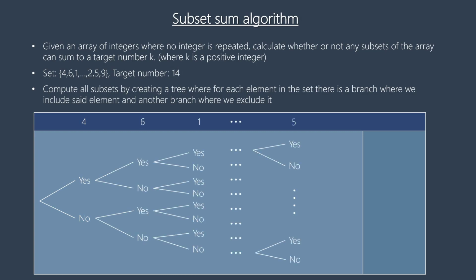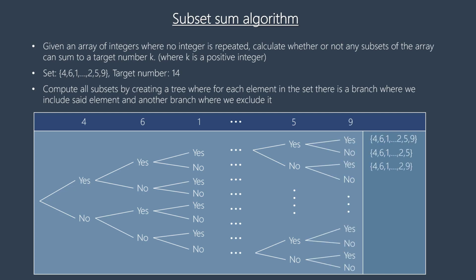By taking all the top branches, we include absolutely every element in our set, and by taking all the bottom branches from our first element, we are left with the empty subset. And as you can see, every single other subset possible will be enumerated using this method.